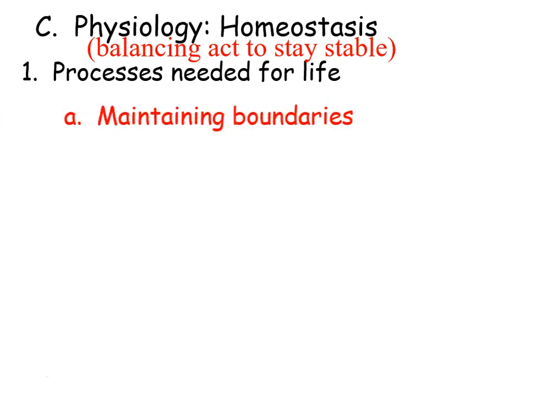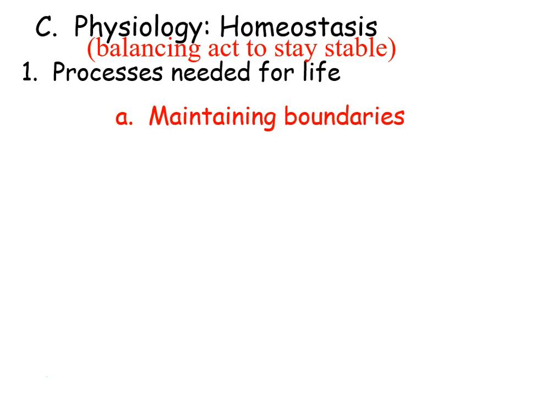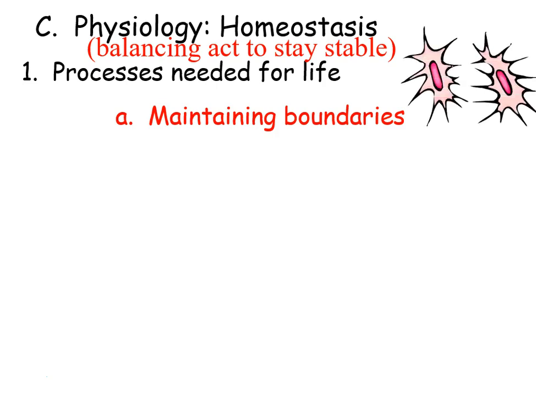Processes needed for life. One thing, to be living, you have to maintain boundaries. You have to have a membrane around your outside and then dividing you into different compartments. Cells are divided from each other by their plasma membranes or cell membranes. Another process needed for life is movement. All living things are going to move.